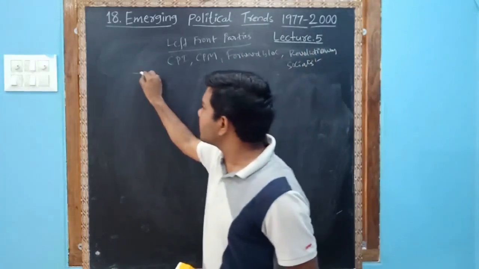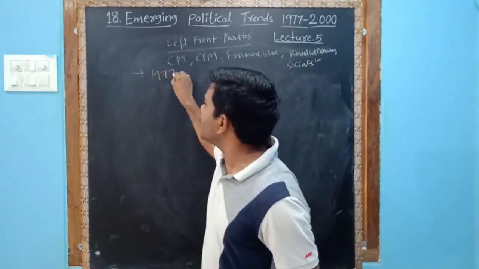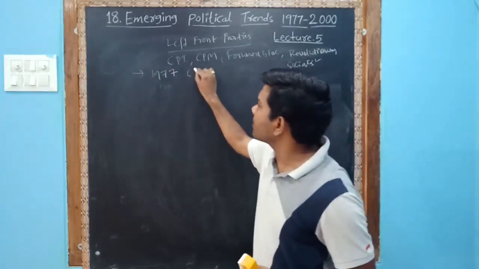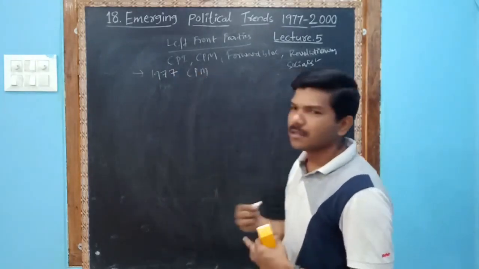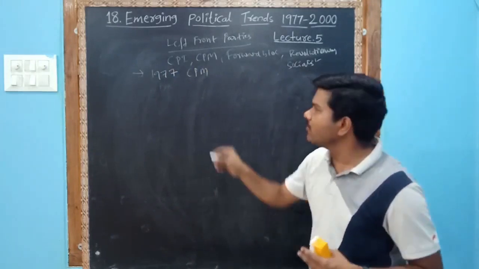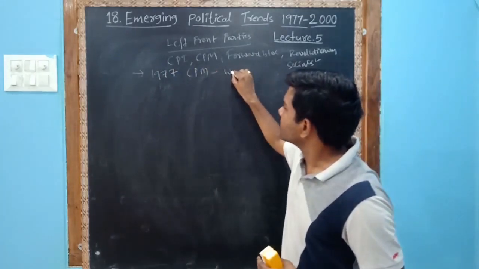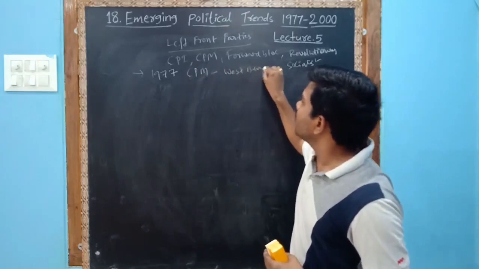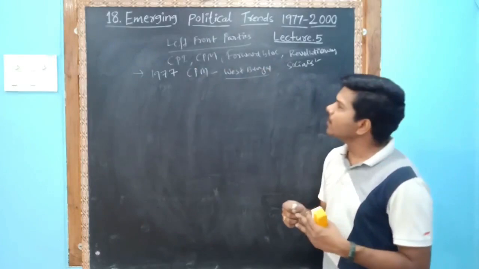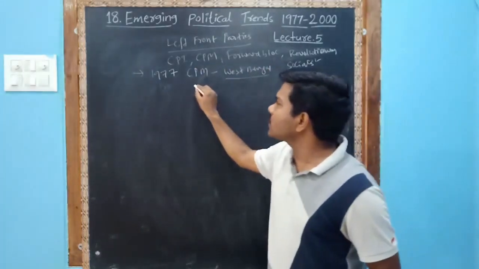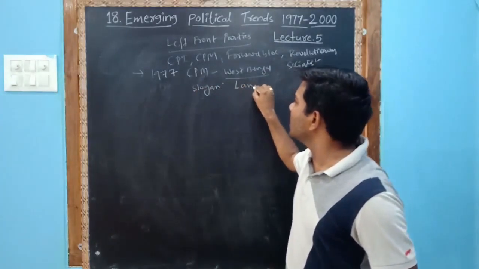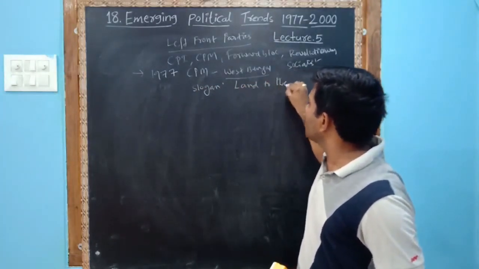Among these parties, in 1977, one party, the CPM, came into power in West Bengal. In West Bengal, this party came into power. They gave the slogan: land to the tiller.